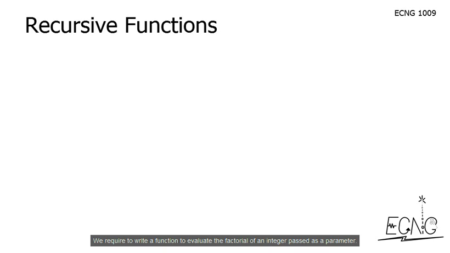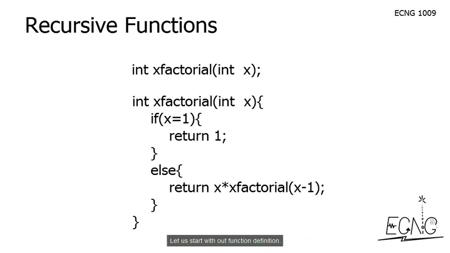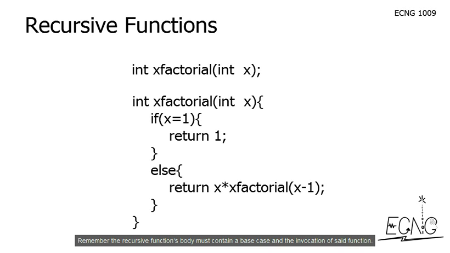We are required to write a function to evaluate the factorial of an integer passed as a parameter. Let us start with our function definition. Remember, the recursive function's body must contain the base case and the invocation of said function. The factorial of a number n is the number n multiplied by n-1, by n-2, and so on, until we reach 1.